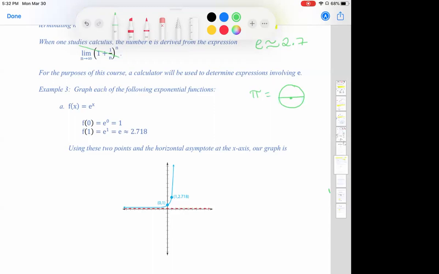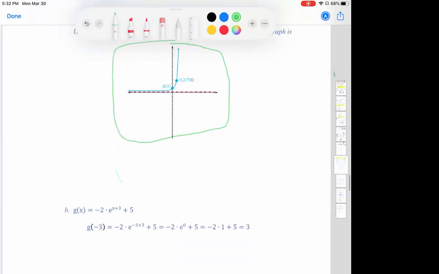So e to the 0 power is always 1. A number raised to 0 power is always 1, with the exception of 0. And e to the first power, well, it's itself, 2.7. So this is how our exponential function for e looks. We have it right here. So it behaves just like any other exponential function. It looks like a backwards L, and we have an asymptote that we locate, and it has the same shifts just like the examples we did before.